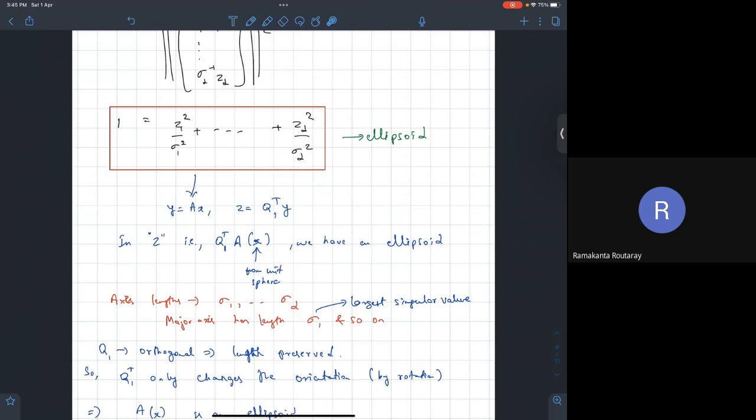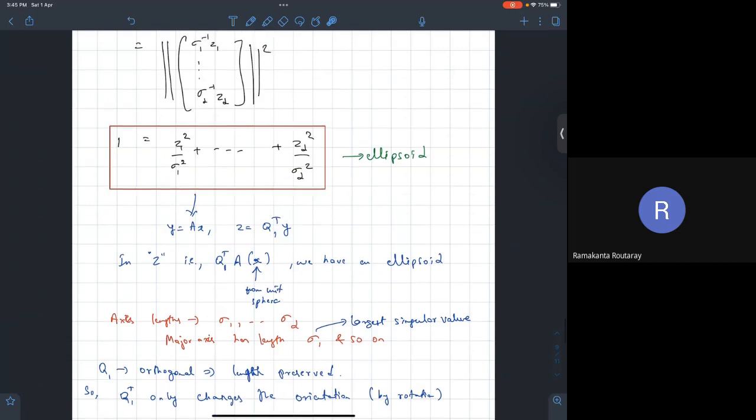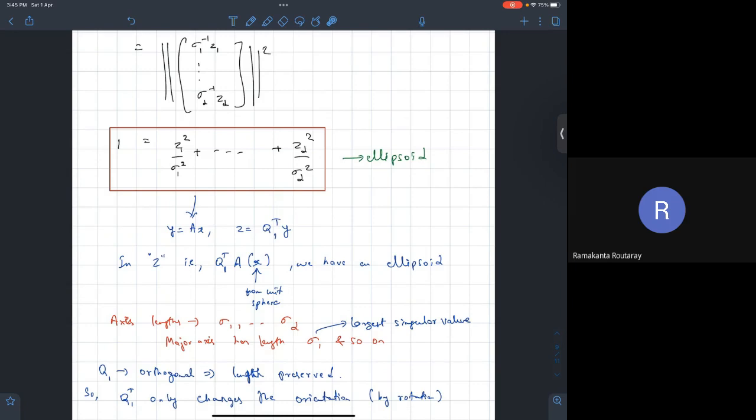Got it? Yes, sir. But when that becomes a unit factor for the multiplication, that Q transpose, in that case also it does not give the ellipsoid. No, I didn't understand. If the multiplied factor, like Q1 transpose, becomes a unit factor, in that case it also becomes rotated and gives the ellipsoid.